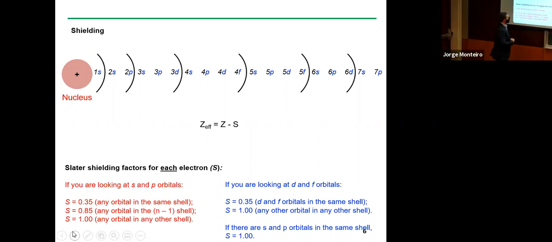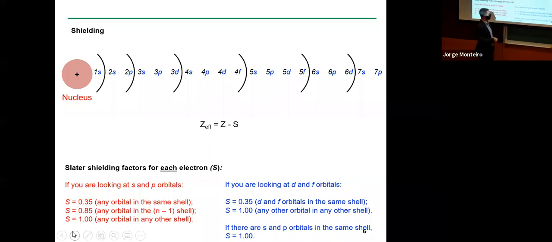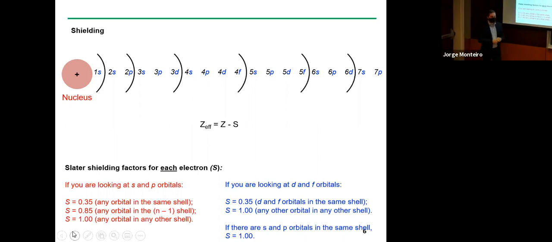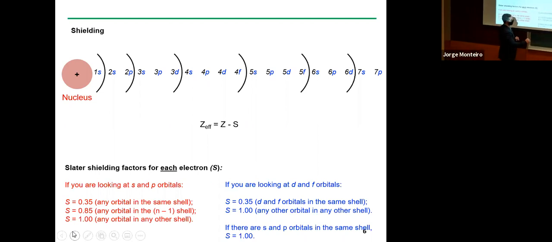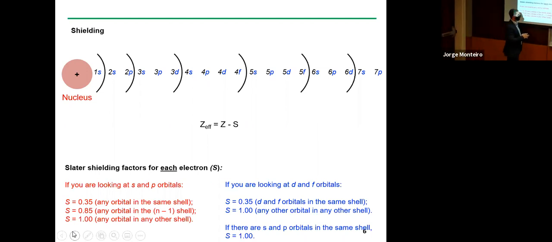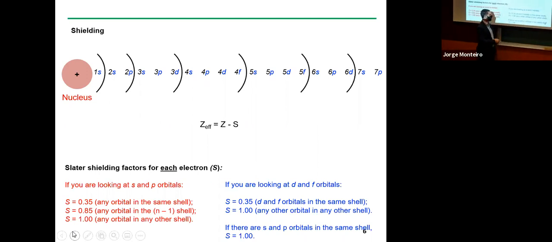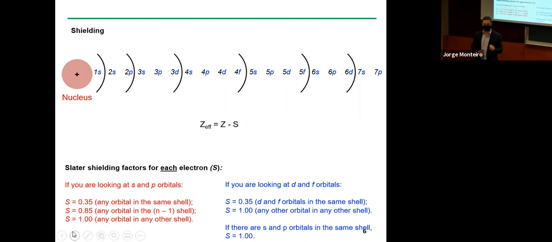If we want to look at the effective nuclear charge for d or f orbitals, the shielding factor is going to be 0.35 for d and f orbitals in the same shell, and 1 for any other orbital in any other shell. Okay. So attention here. If there are s and p orbitals in the same shell, the shielding factor is going to be 1 for each electron.